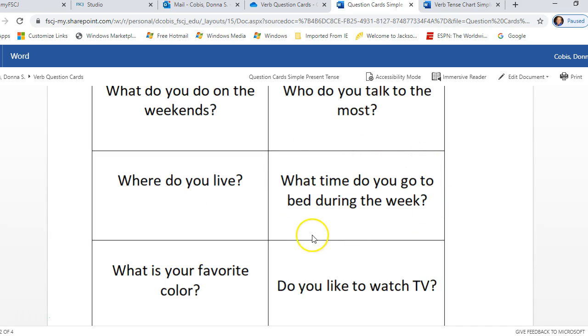What time do you go to bed during the week? This would be just an approximate time. During is another word that references time.